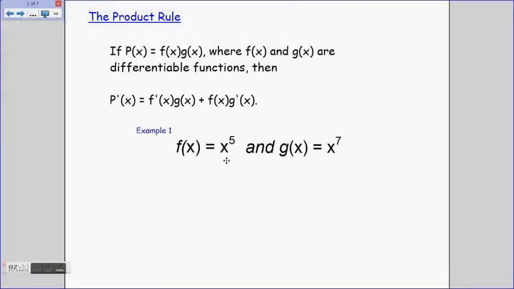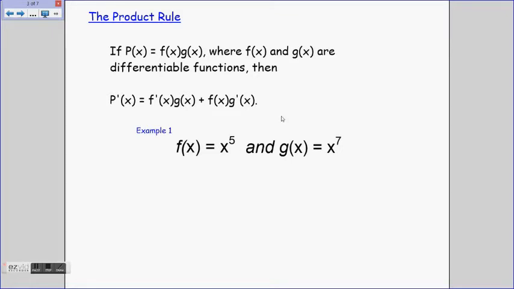First off, let's take a look at something called the product rule. If p of x is equal to f at x times g at x, where f at x and g at x are differentiable functions, so they are separate functions, and p of x is the multiplication or product of the two, then p prime at x is equal to the derivative of f at x times g at x plus f at x times the derivative of g at x. So the derivative of the first times the second plus the first times the derivative of the second. And we'll go through some examples.